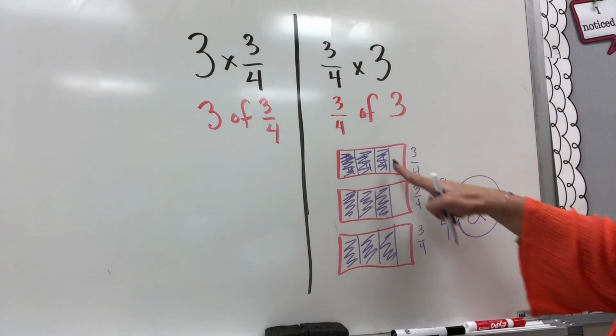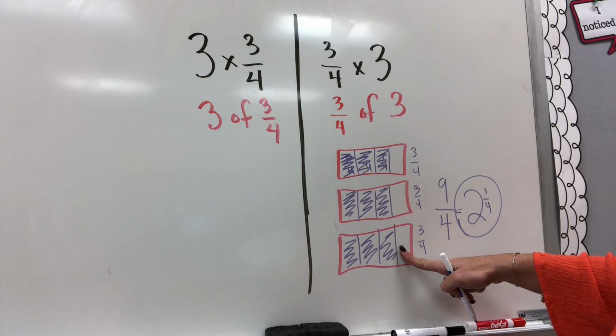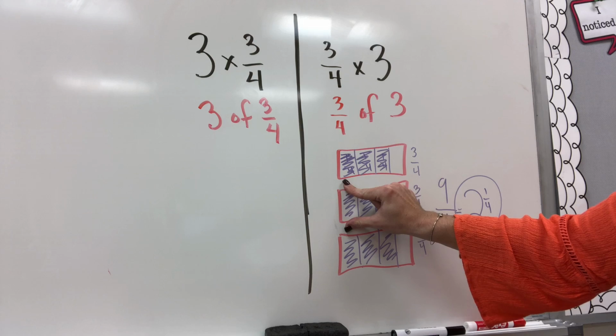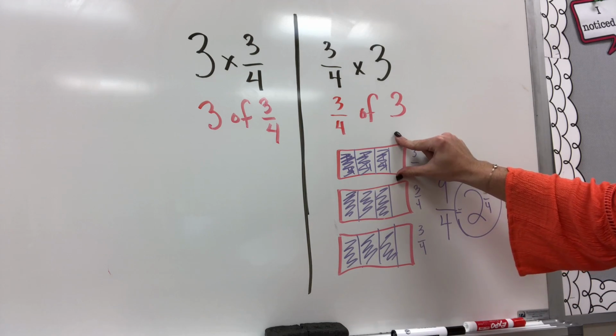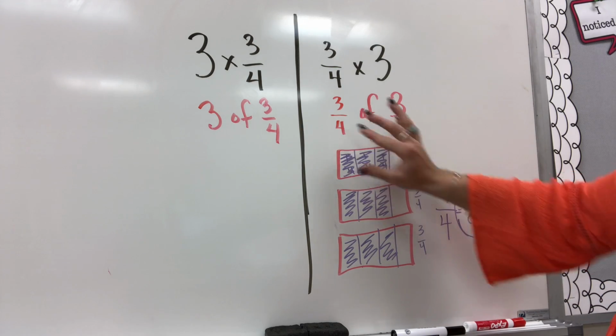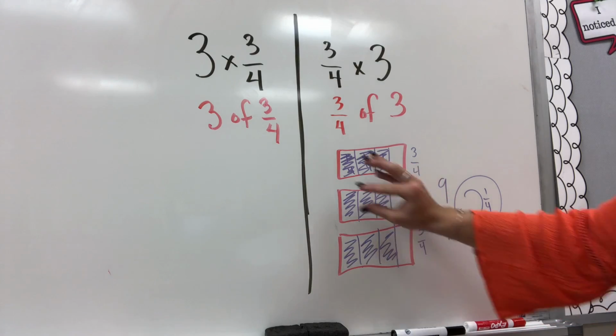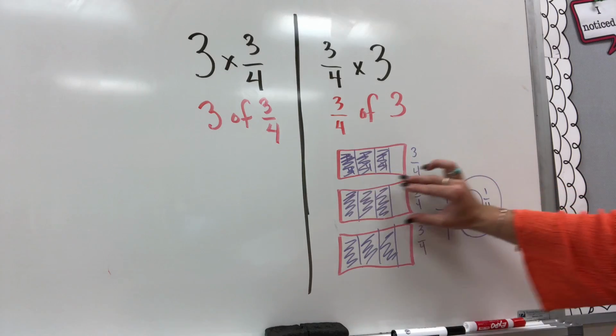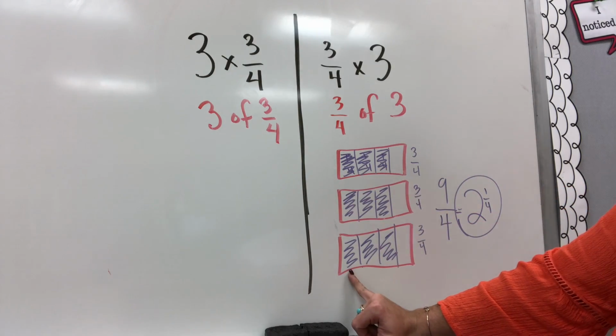Now, you can't see 2 and 1/4 easily in this model, but if you were to take these pieces and move them, this piece would fill this spot, making 1 hole, and then you would continue to move them until you fill in holes, and you would have 2 full of these, and you would have 1/4 left over.